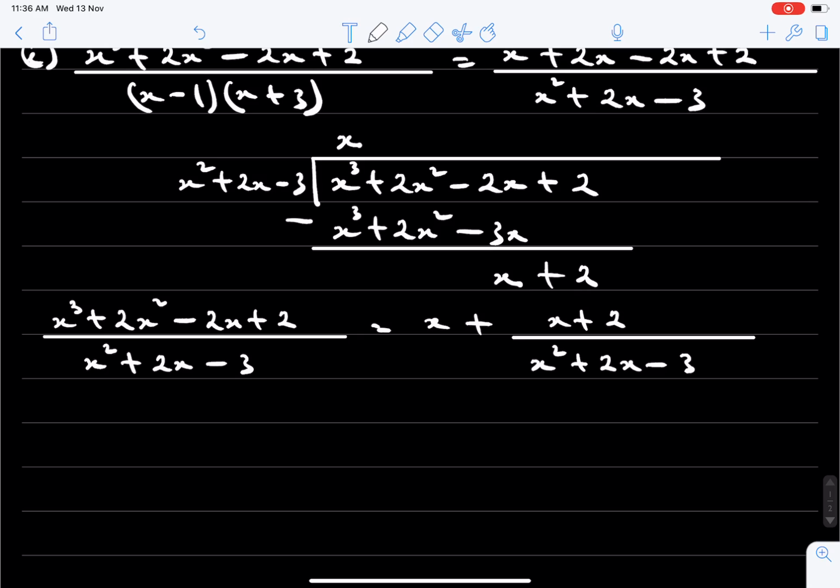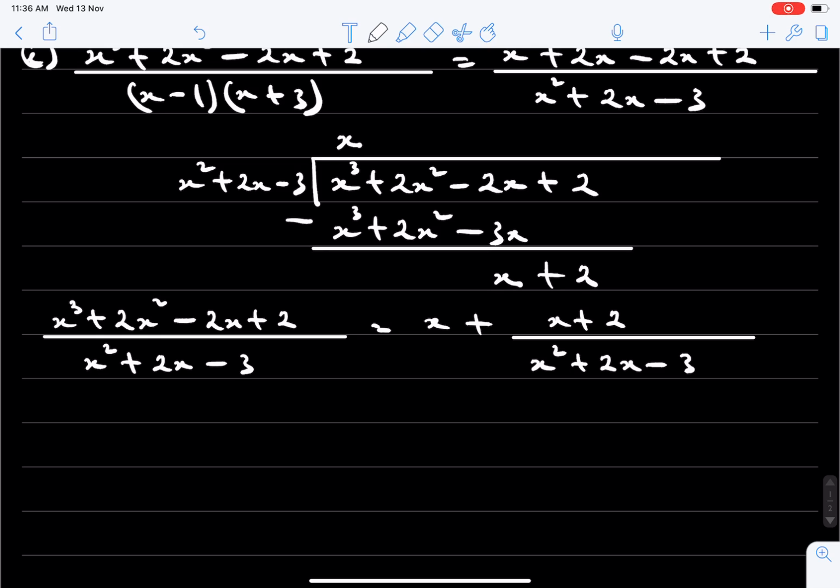When you divide, you just write the quotient and add the ratio of remainder to divisor, which is going to be a proper fraction. I say that again. After the division, you write the quotient and add the fraction formed by the ratio of remainder to divisor.